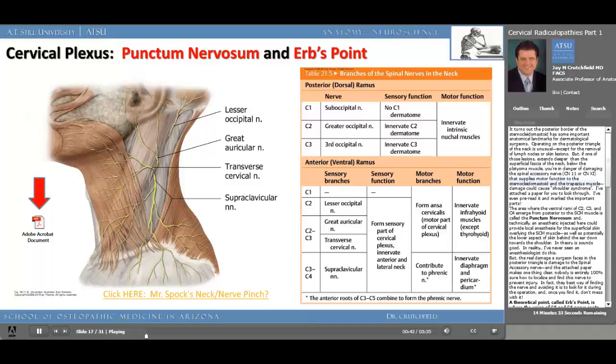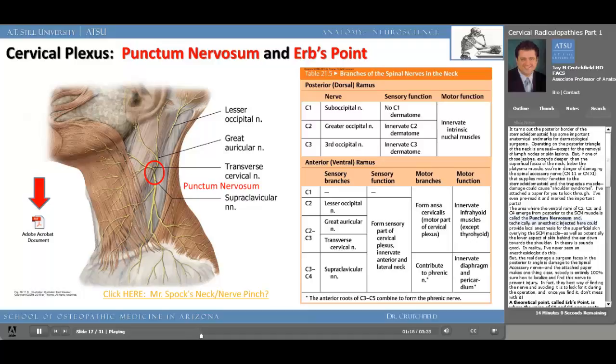The area where the ventral rami of C2, C3, and C4 emerge from posterior to the sternocleidomastoid muscle is called the punctum nervosum. And technically, an anesthetic injected here could provide local anesthesia for the superficial skin overlying the sternocleidomastoid muscle, as well as potentially the lower aspect of the skin behind the ear down towards the shoulder. In theory, it sounds good. In reality, I've never seen an anesthesiologist do this.